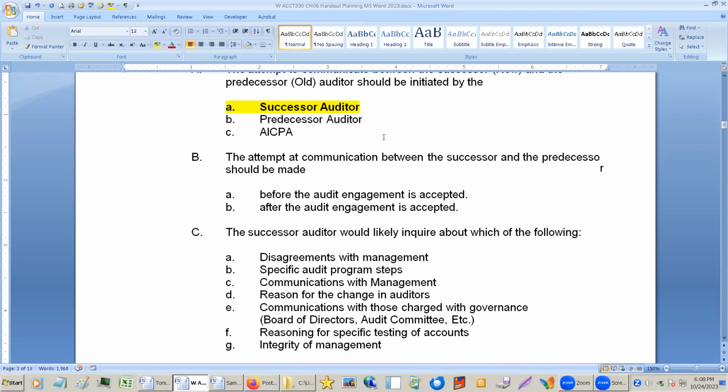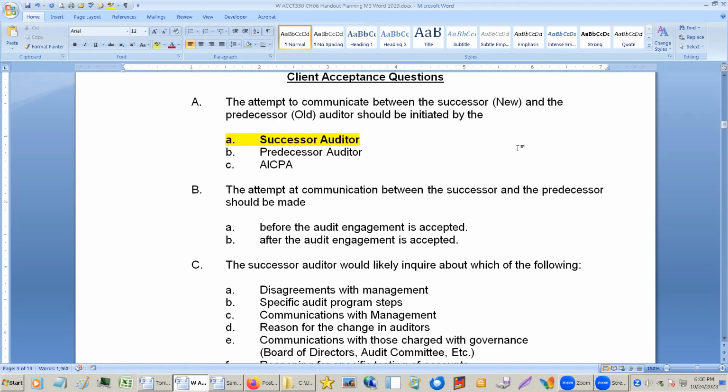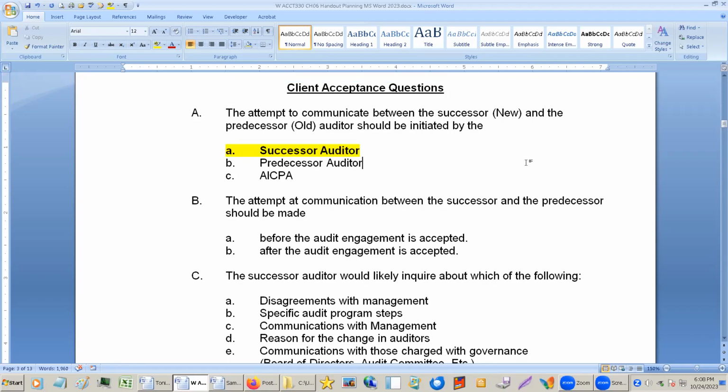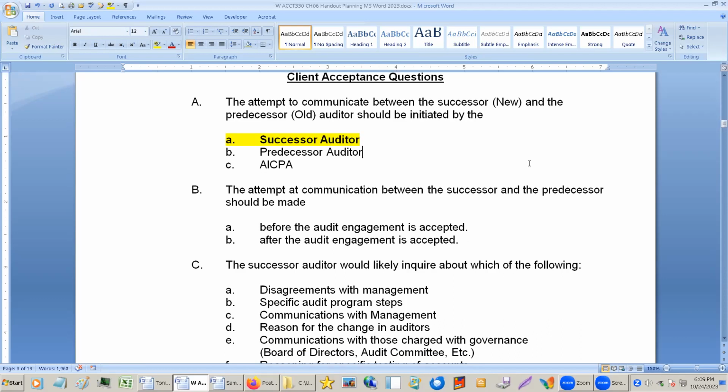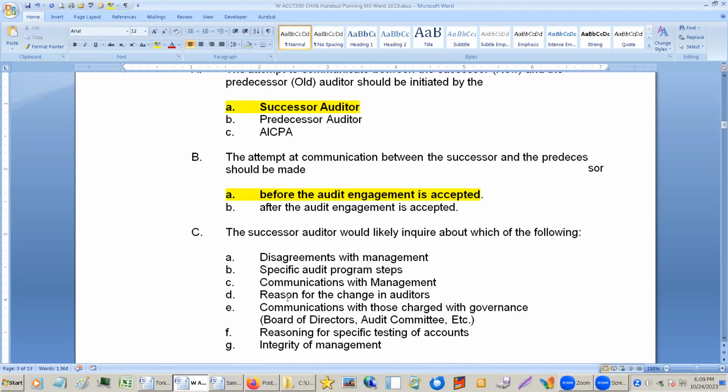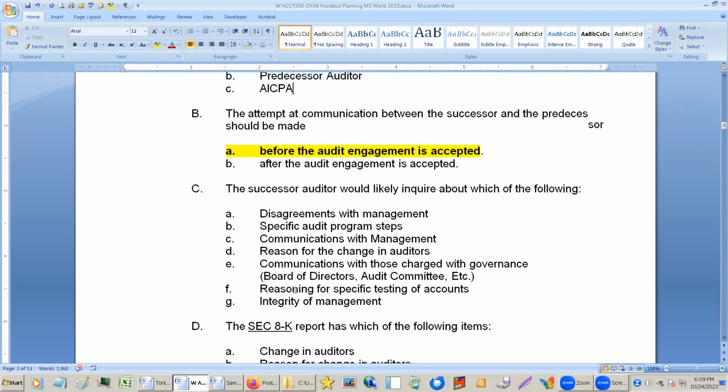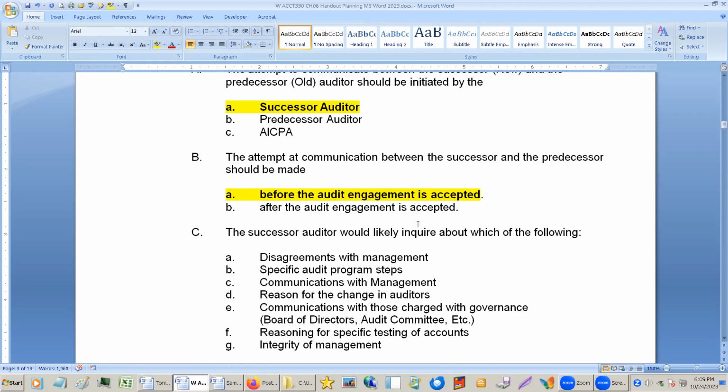And the attempt to communicate should be made before or after the audit is accepted. Before? Yeah, and the idea is that you should know what you're getting into. And the predecessor auditor is probably the one who knows the best.